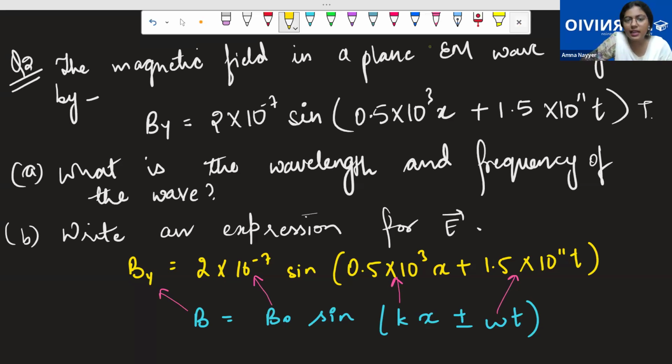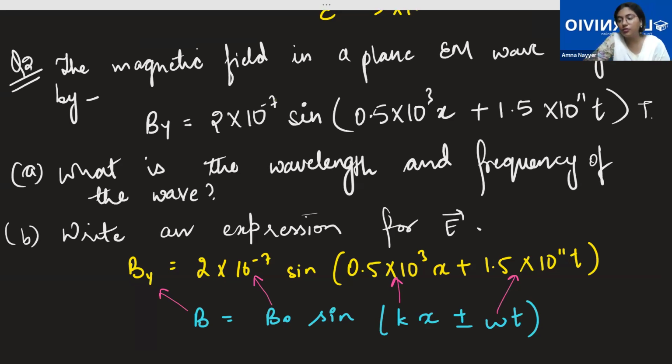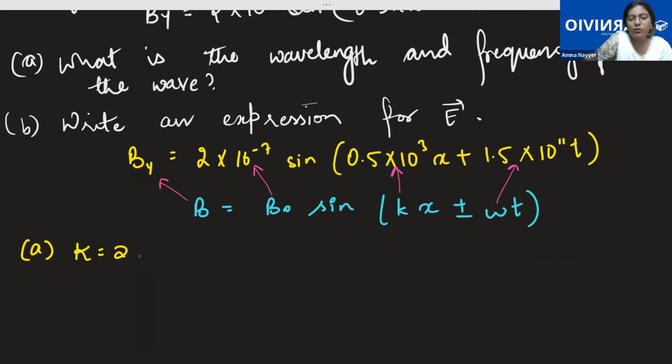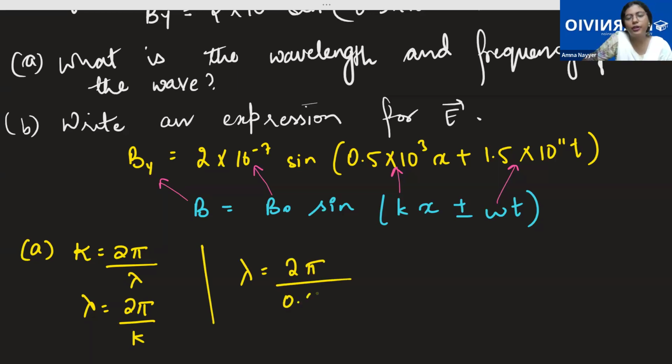Now the first part says, class, what is the wavelength and frequency of the wave? See, wavelength is not given directly, but we have the value of k. So we'll use k is equal to 2 pi by lambda. So lambda will be 2 pi by k, which is 2 pi by 0.5 into 10 to the power 3, which is 4 pi into 10 to the power minus 3 meter. This is the wavelength.